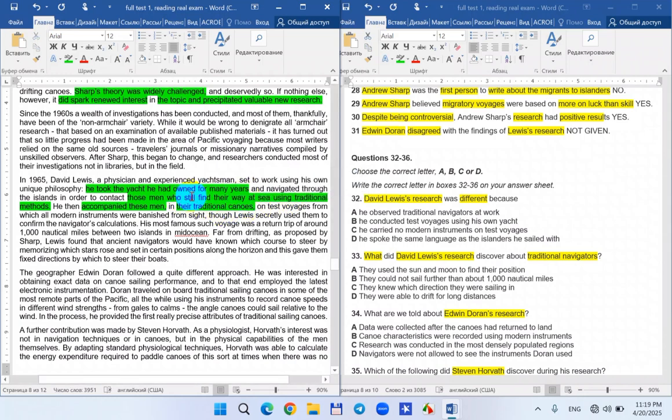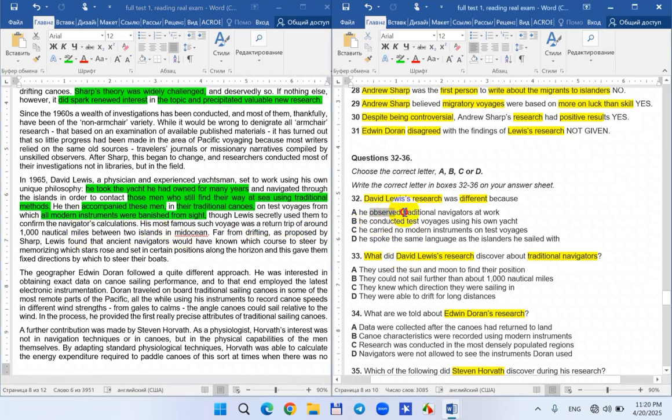Now, first pay attention, he had his own yacht, but then in their canoes, on test voyages from which all modern instruments were banished from sight. Okay, it means modern instruments were limited. Secretly used them to confirm navigators' calculations. His most famous such voyage was the return trip around, okay?